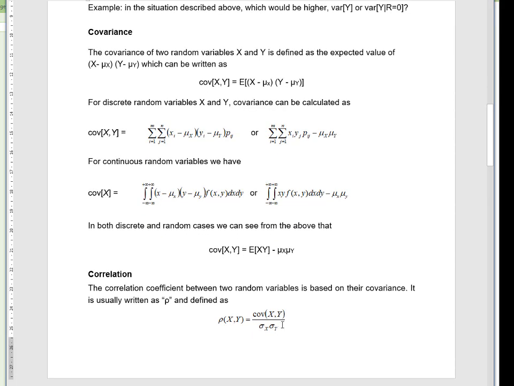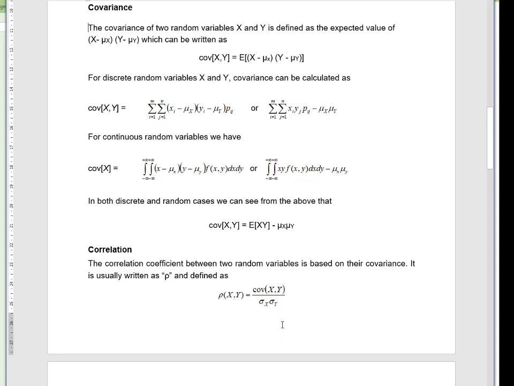So that's correlation coefficient. Okay, so in the next video, we'll look at some examples with particular values.